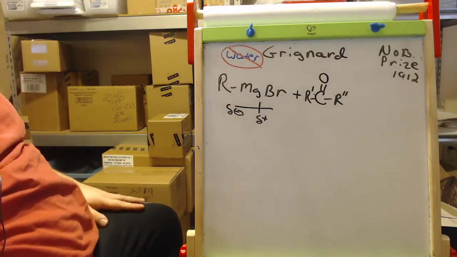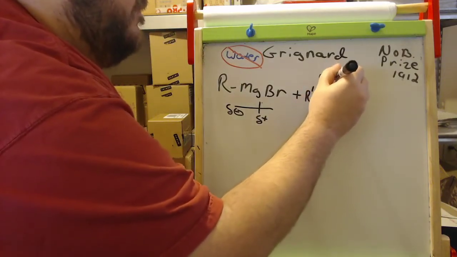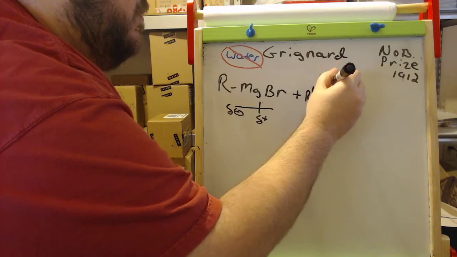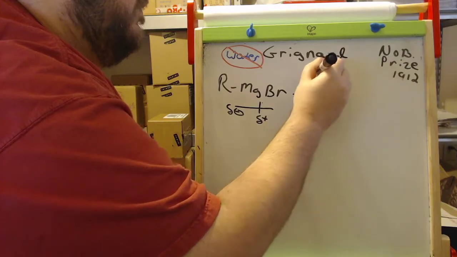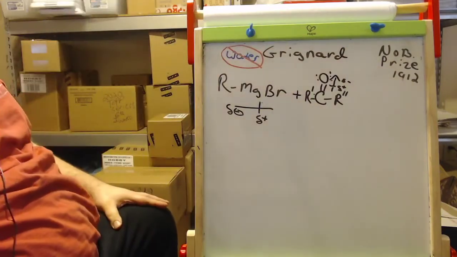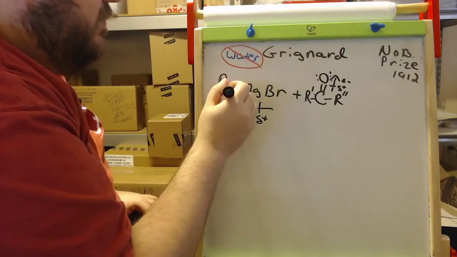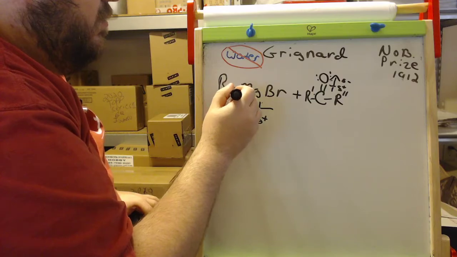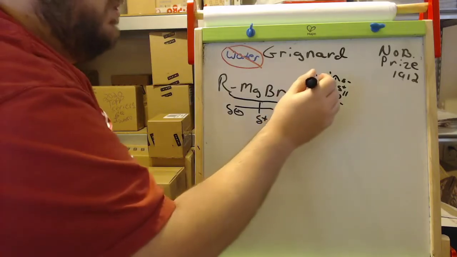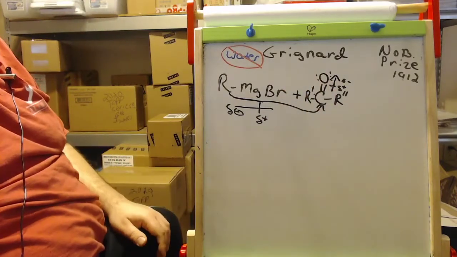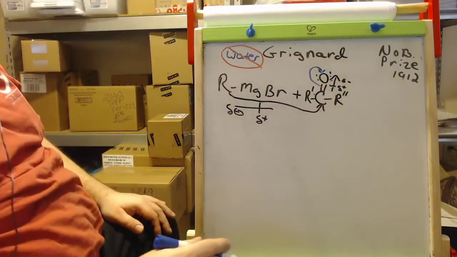Going this way. The carbon's partially positive. The oxygen's partially negative. The carbon of my Grignard reagent leaves and attacks the carbonyl carbon, which in turn, let me do it in different colors here, let's do it in blue, which in turn causes these electrons to go upward.